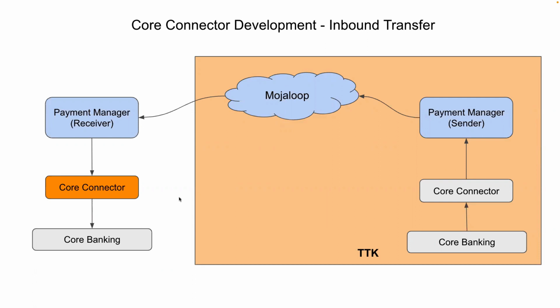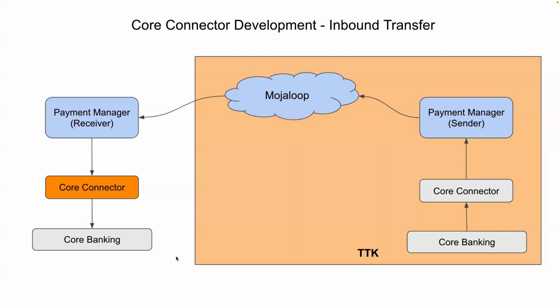Let's discuss the core connector development for an inbound transfer. Here we use the on-premise deploy repository to deploy a payment manager and testing toolkit. In this scenario, the payment manager acts like a receiver, and the testing toolkit simulates the Mojaloop switch and sender FSP.